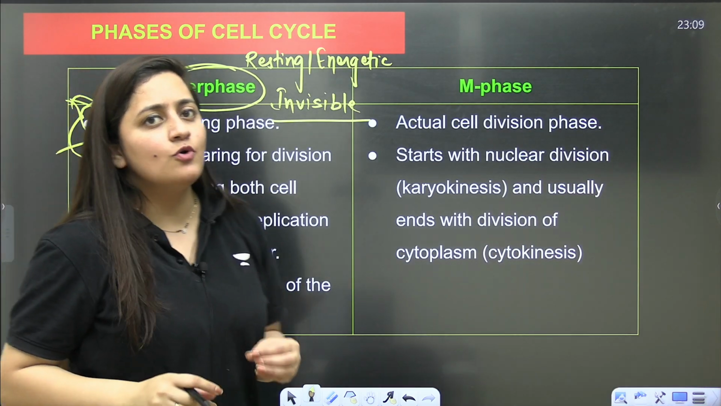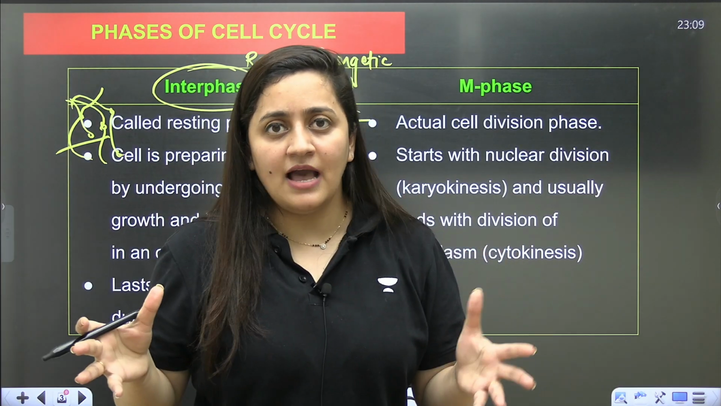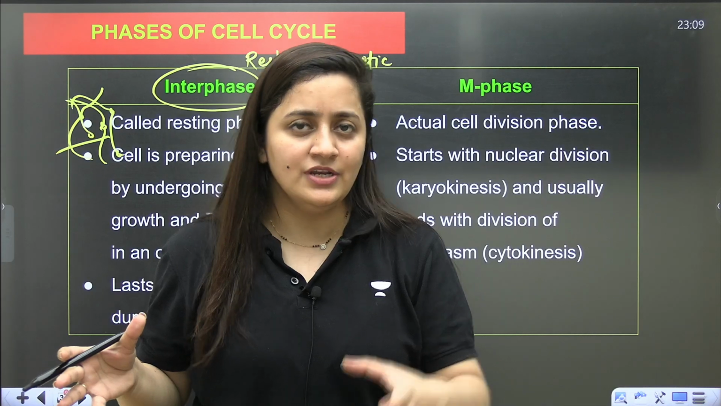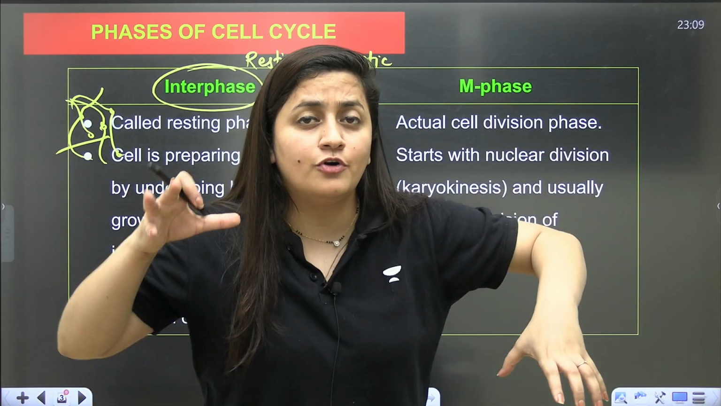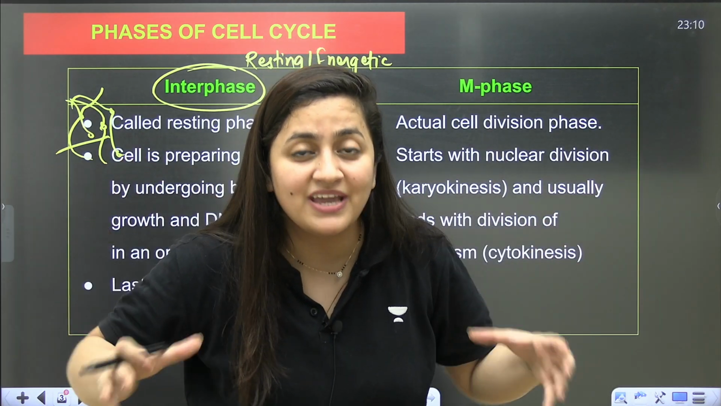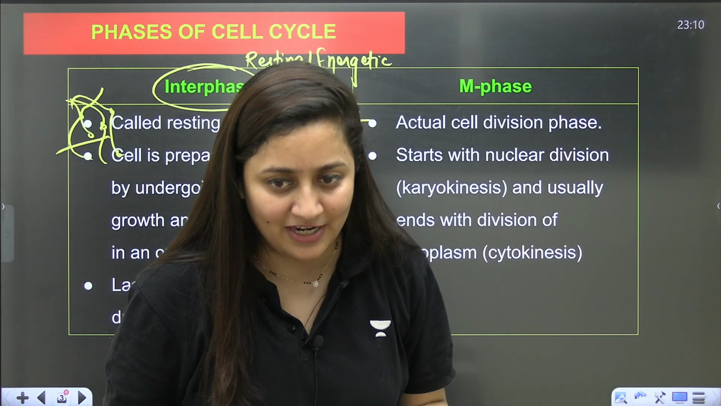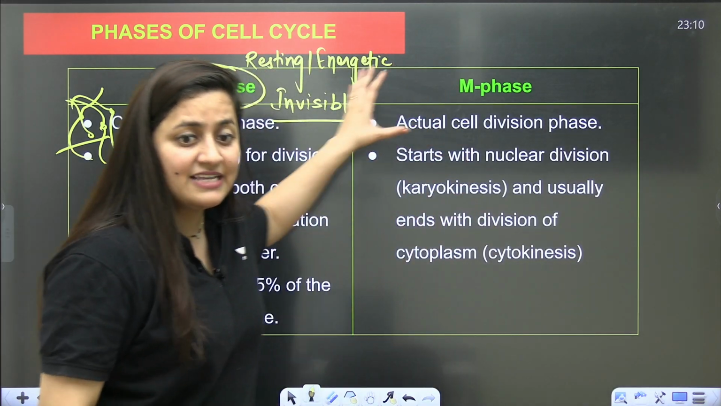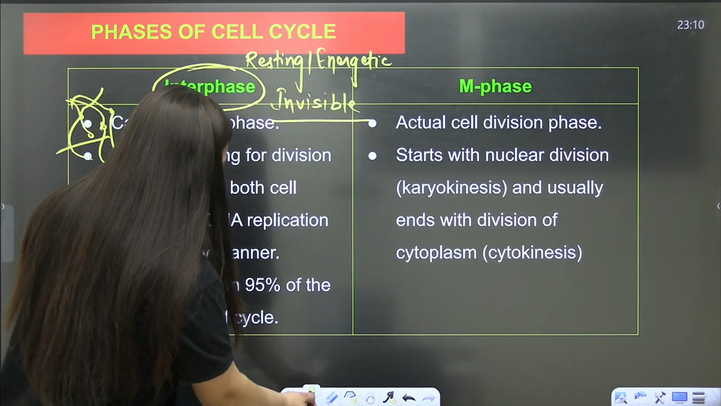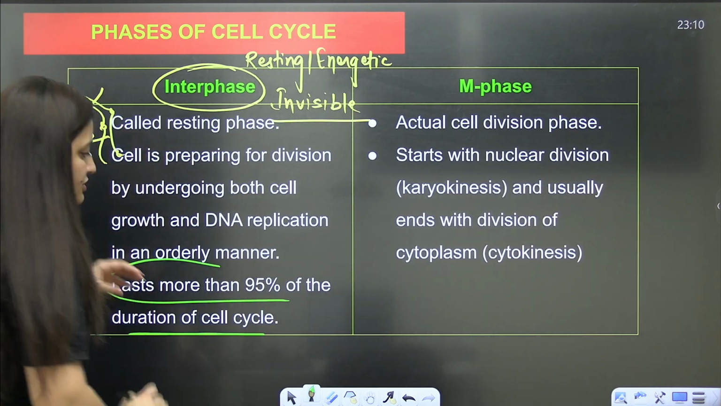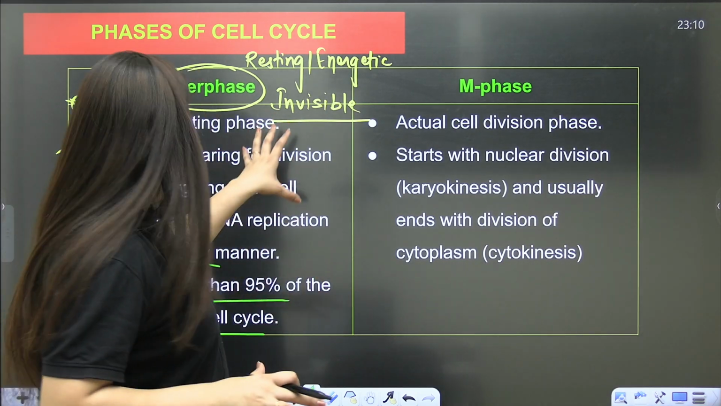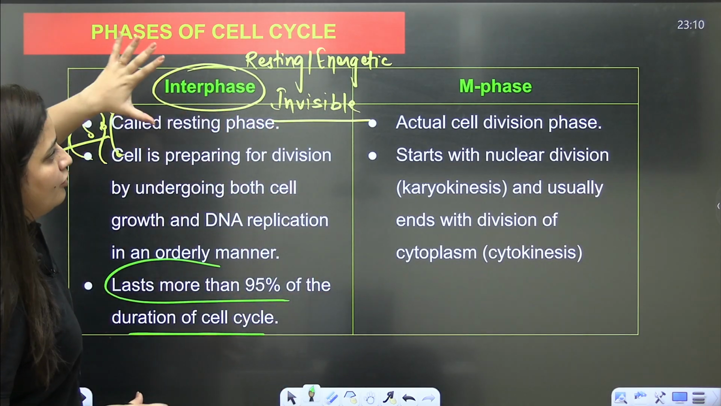Here I will give you my favorite example. It is just like your NEET examination. For that 3 hours 20 minutes, you have to prepare for 2 years, 3 years, so that you do not make any mistake in that 3 hours 20 minutes, isn't it? The same is the case with interphase. The cell is going to spend more than 95% of its lifespan in the interphase, where it is going to prepare itself for the M phase.